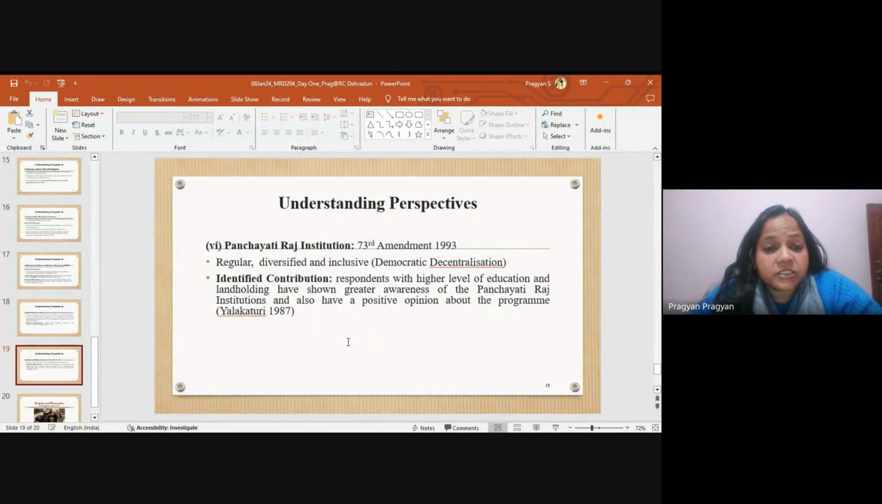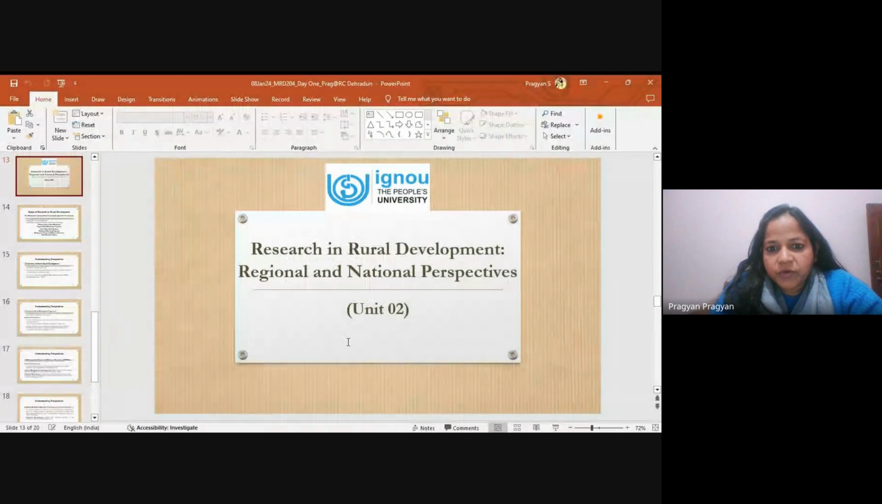the last and not the least is the new Panchayati Raj institution in the case of Indian villages, because this came through the 73rd Amendment in the Indian Constitution in 1993. It regularized, systematized, and diversified the political choices and democratic decentralization process of Indian villages. So, this is all about this second unit, which I am revising for you.